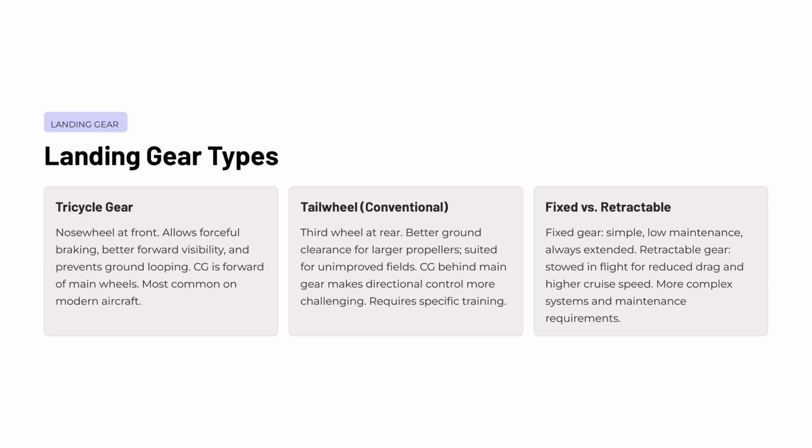Finally, landing gear can be either fixed or retractable. Fixed gear is mechanically simple, requires less maintenance, and is always ready. But it creates parasite drag in flight. Retractable gear retracts into the airframe to reduce drag and improve cruise speed, but it introduces additional system complexity, maintenance requirements, and the critical responsibility of ensuring the gear is down before landing.